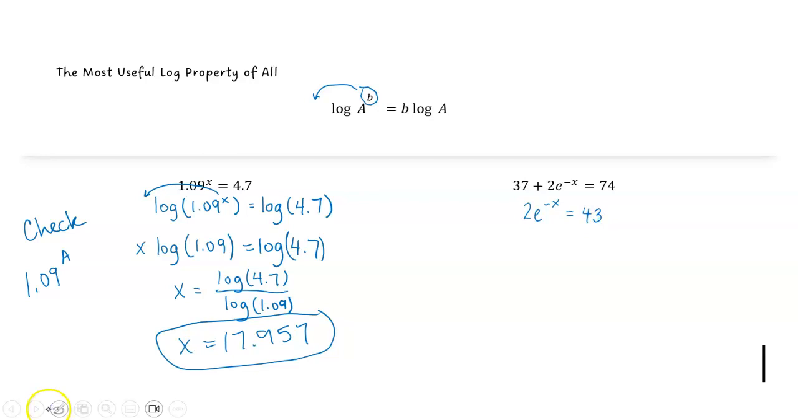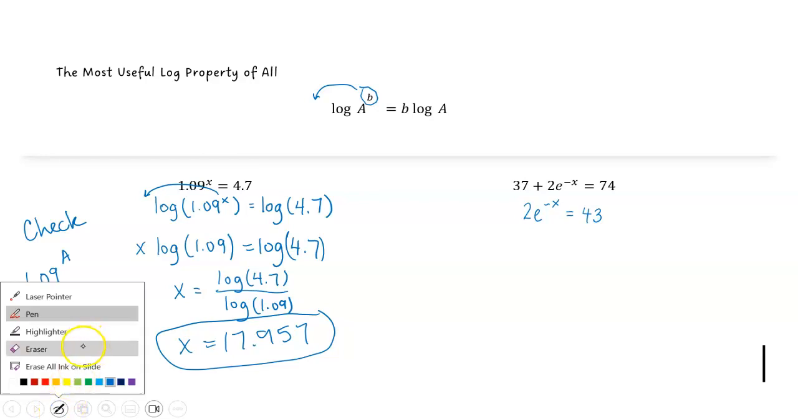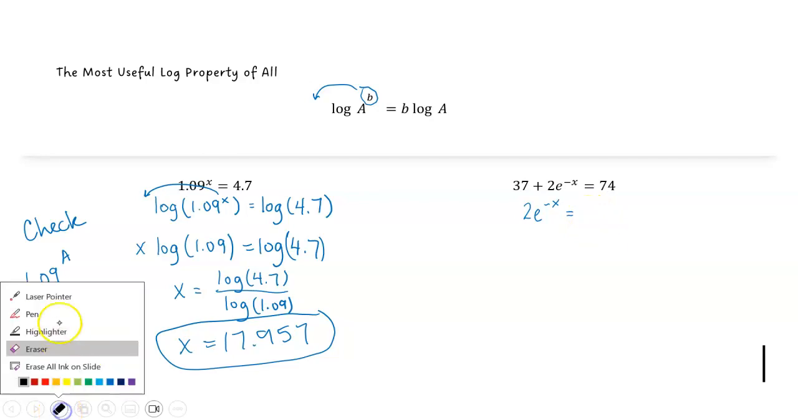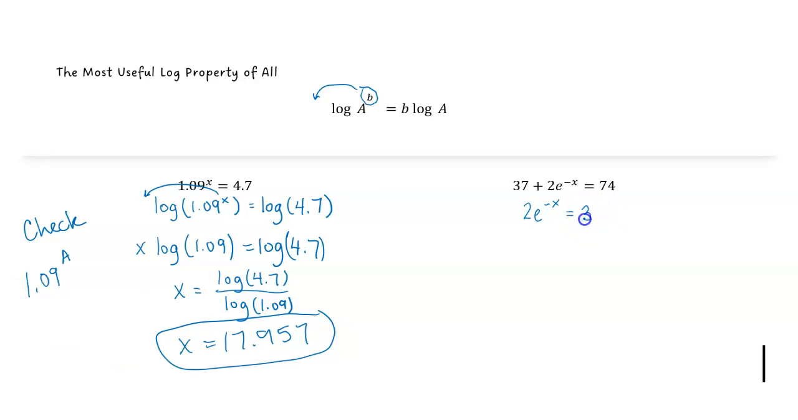No, it wouldn't. I lied. It would be 37. And then we divide by 2, so we have e to the negative x equals 37 divided by 2.